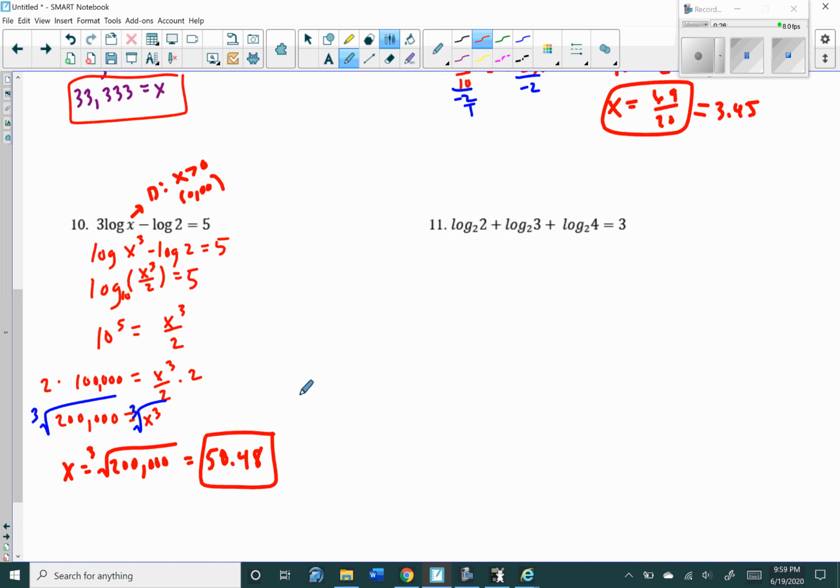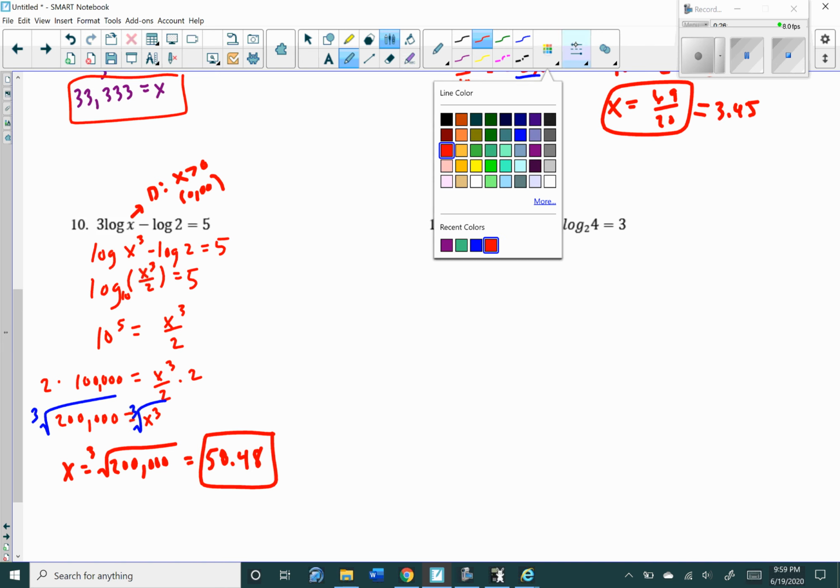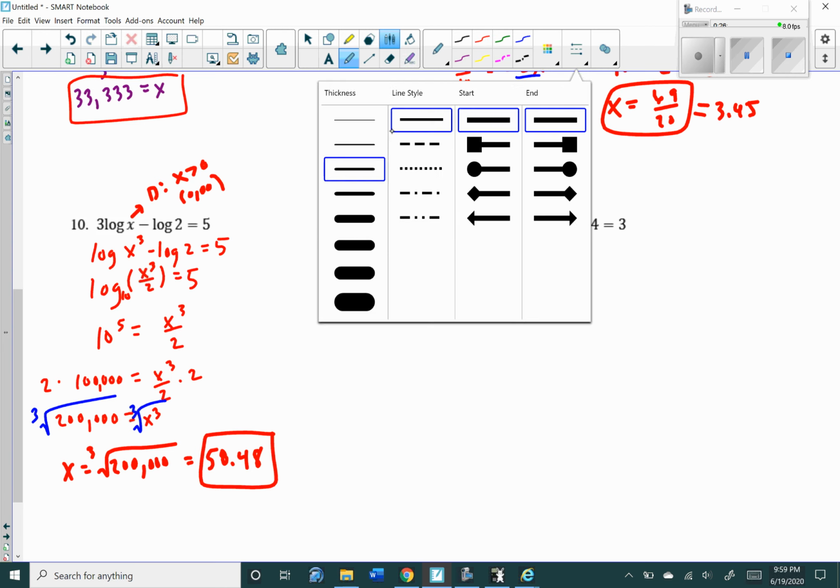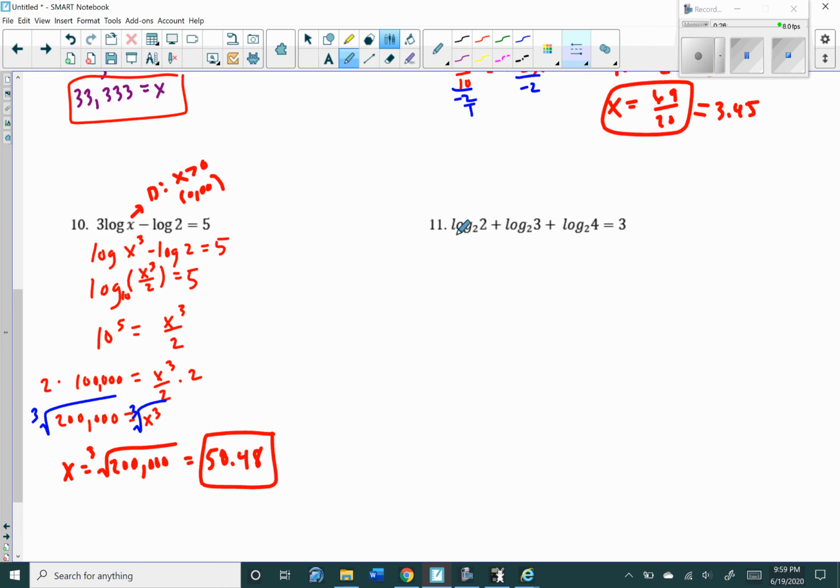Why don't you go ahead and do number 11 on your own. When you're done, you can unpause the video to check your work. So for this problem here, let's go ahead and look at this. We have 3 logs, and we need to write this as a single log. They're all being added. That means we're going to multiply each of the arguments and put it into one log.